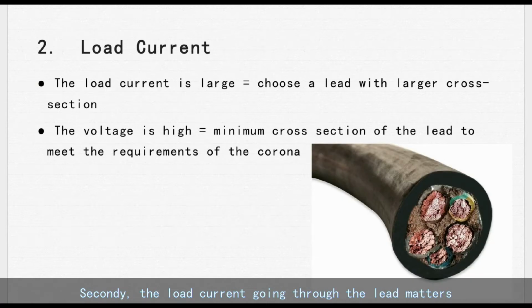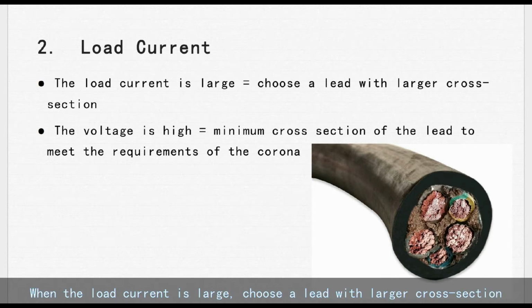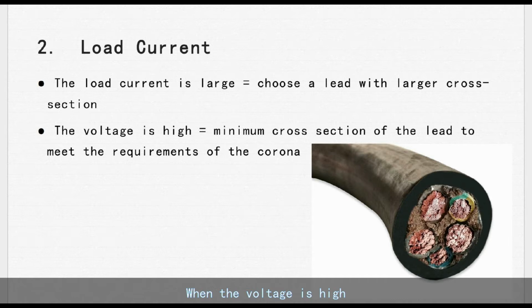Secondly, the load current going through the lead matters. When the load current is large, choose a lead with larger cross-section. When the voltage is high, in order to maintain the electric field intensity of the lead surface, pay attention to the minimum cross-section of the lead to meet the requirements of the corona. Therefore, increase the outer diameter of the lead or the lead number of each phase according to the specific needs.